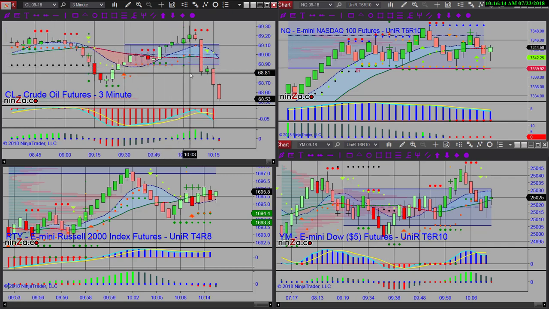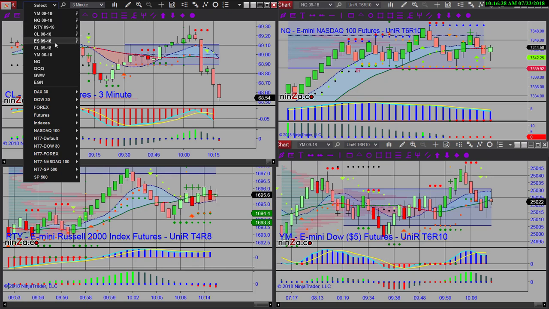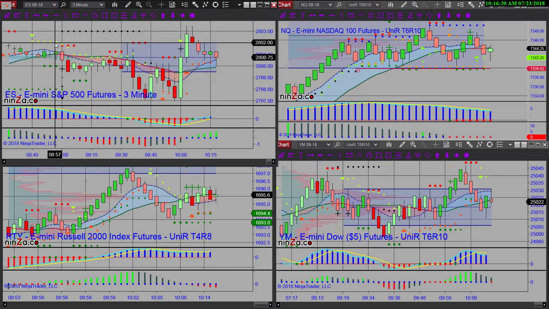Now, the problem with crude is it moves. The good thing about crude is it moves. The bad thing about crude is it moves. You can lose money quickly, very quickly in crude oil. You need to be extremely careful.